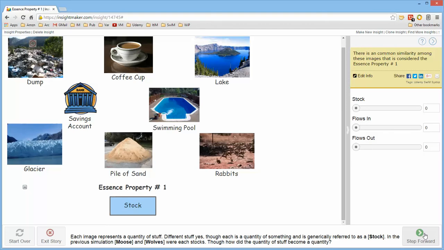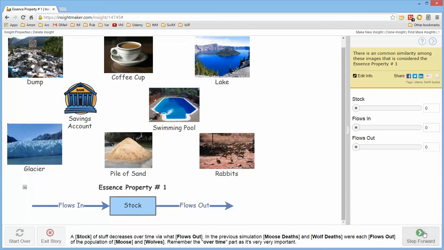And just remember that a stock represents a quantity of stuff that doesn't change instantaneously. It only changes if something flows into it or something flows out of it. And the flows in and flows out are over time. Remember the over time part, because it's very important and it will resurface over and over and over again.